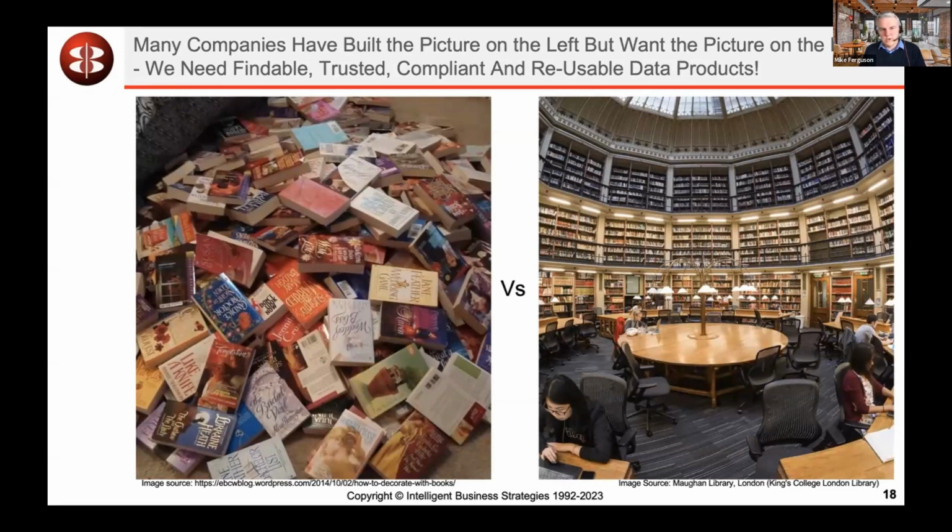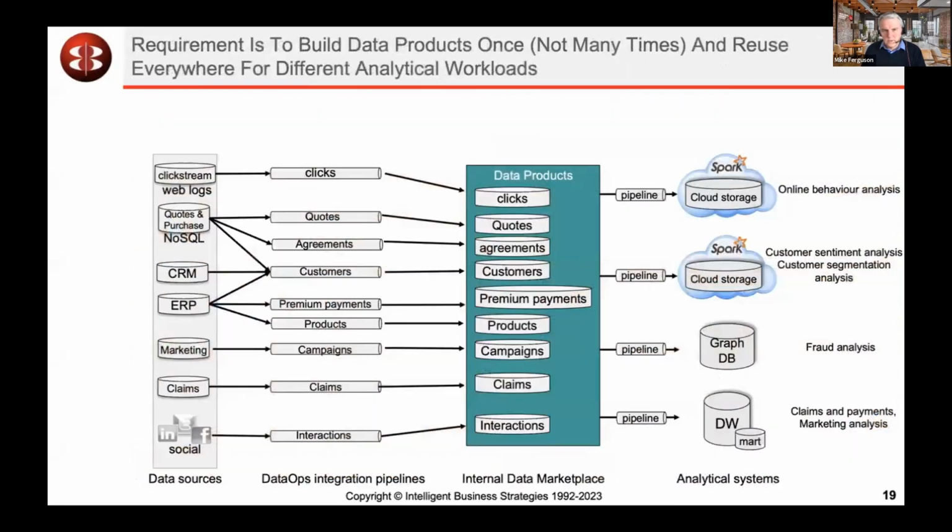And so, companies have been inadvertently building the picture on the left when what they really want is the picture on the right. What they really want is findable, high quality, compliant, reusable data products. And so, the requirement is to build data products once. And so here you see there's a difference.